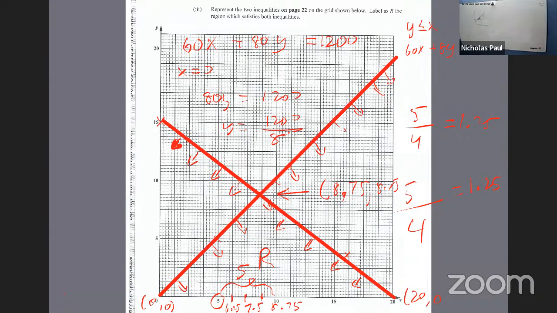So that's the way you read off something. This one is kind of hard. All right? Then do the last part, please. Write down the 3 vertices: 8.75, 8.75. Write down 0, 0, and write down 20, 0. And then we do the last part.